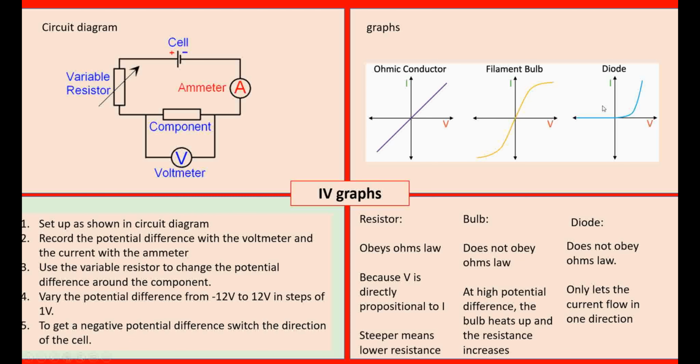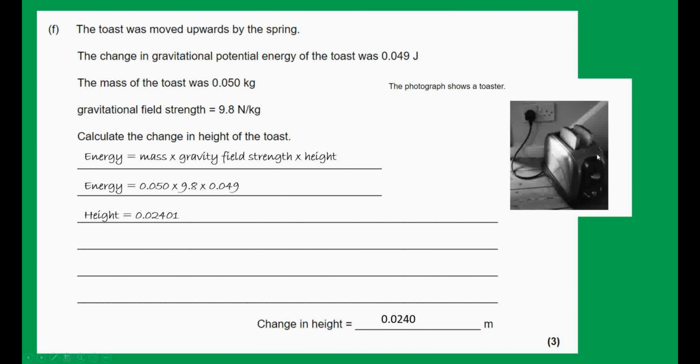A diode is not directly proportional. It does not obey Ohm's law. It is not a straight line that goes through 0. Okay, it only lets current flow in one direction. Okay, when you've got a negative potential difference, the resistance is incredibly high. It doesn't let current flow. Okay, only with a positive potential difference above some threshold voltage will you get current flowing. Okay, so make sure we know those graphs. Practice sketching them.